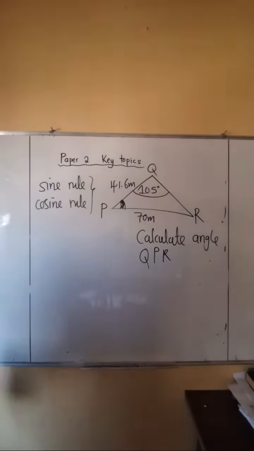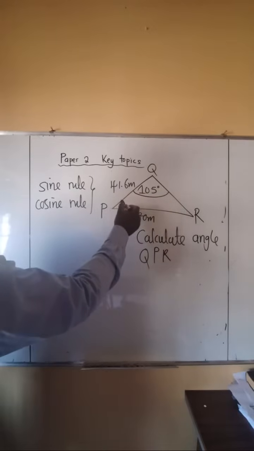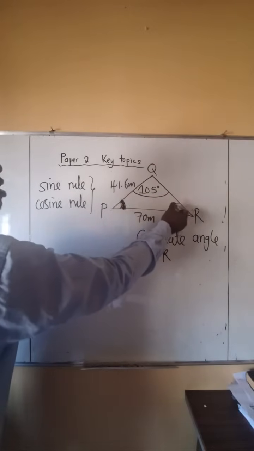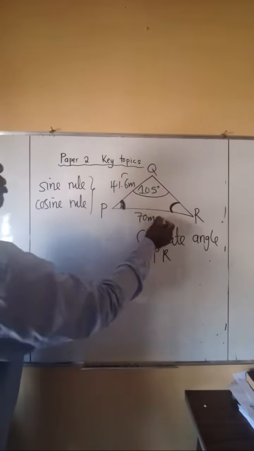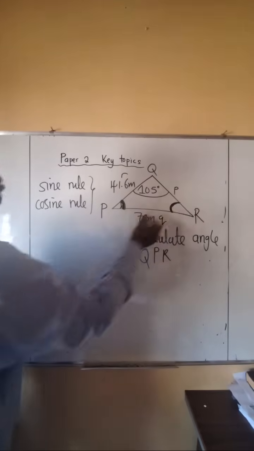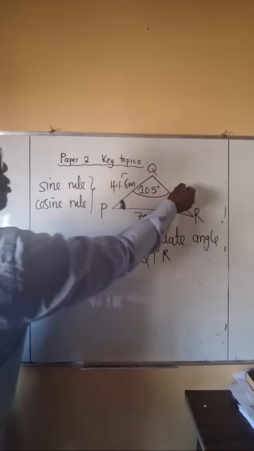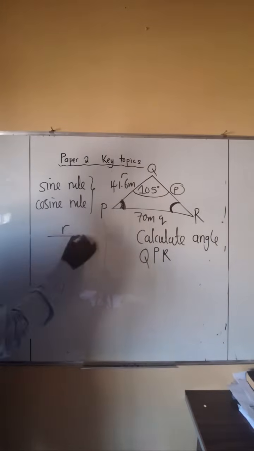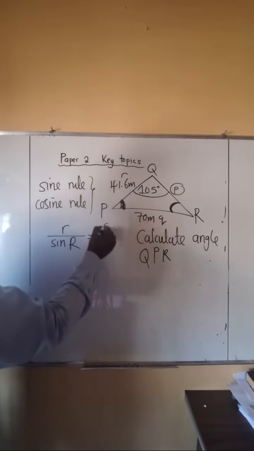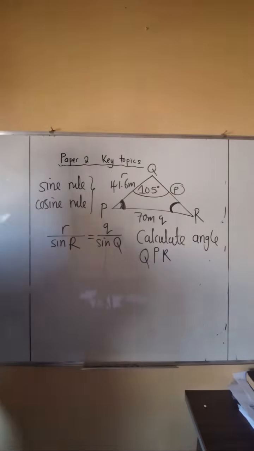So here, for us to find this, we are going first to find the angle here. Can you see this angle at R? So I'm going to say this is small letter r, this is small letter q, and this is small letter p. P at the moment is not involved because we have got no value here and we have got no side. So it's not involved. We're just going to get small letter r over sine capital letter R is equal to small letter q over sine capital letter Q. You see the way it is?